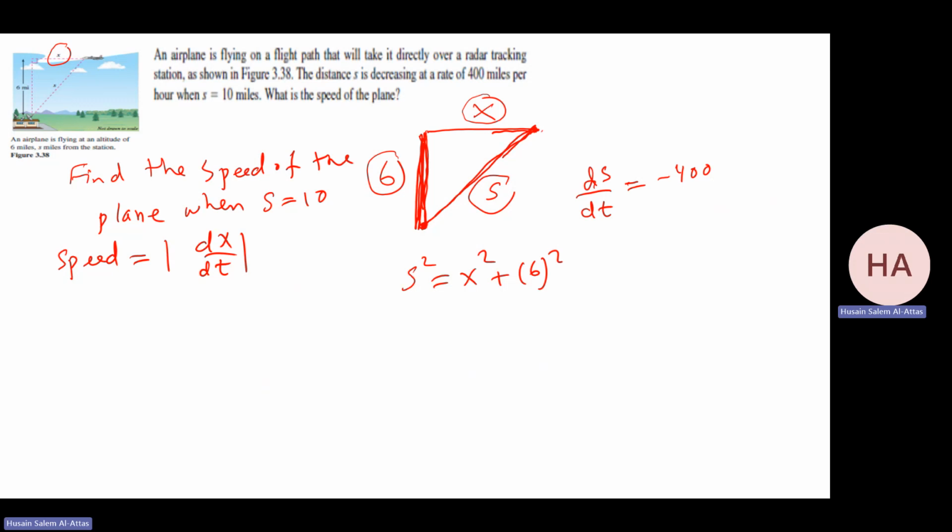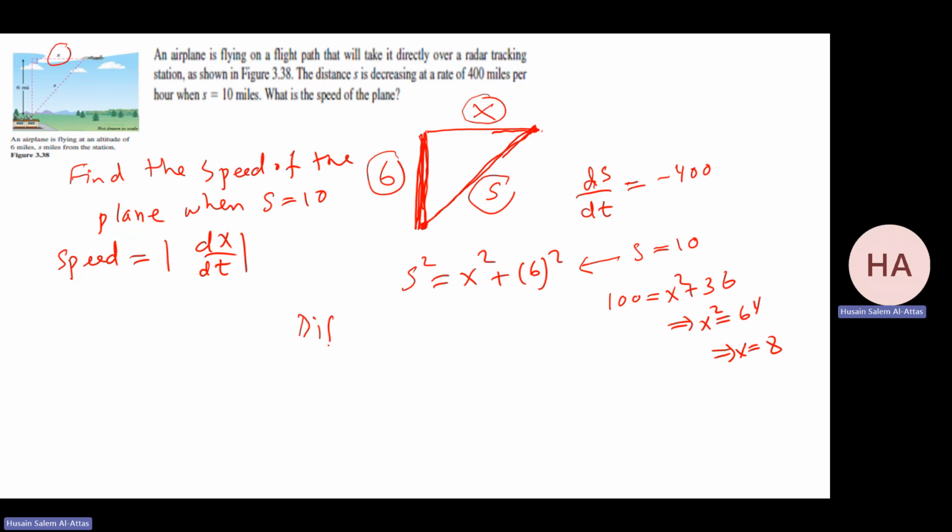So now I notice one thing. If s equals 10, then I can get x, substitute here. So I have 100 equals x squared plus 36. So that means x squared is 64. That means x equals 8. So I get x equals 8 when s equals 10.